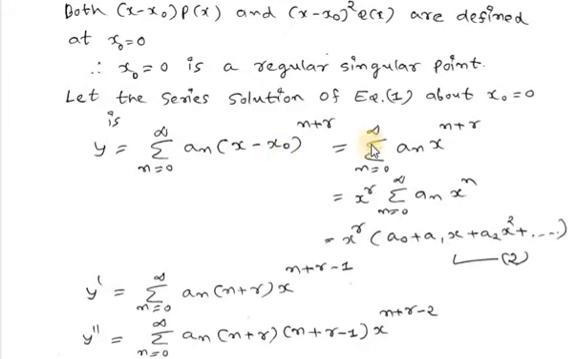So it will become sigma n equals 0 to infinity a_n x^(n+r). Now we will separate x^(n+r) into x^n into x^r. Now x^r will be as it is, and expand a_n x^n. If you put n equals 0 first, it will become a0 into x^0, so that will be a0.